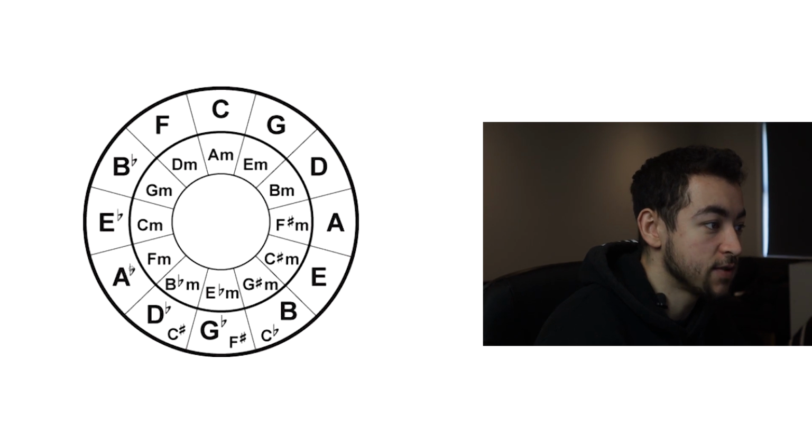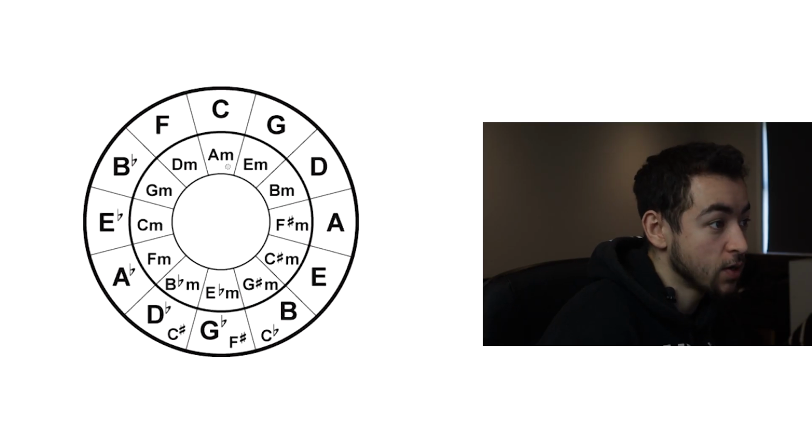So in the key of A flat, chord 1 would be A flat, chord 4 would be D flat, and chord 5 would be E flat. So we figured out chords 1, 4, and 5 in our keys. You can also work out chords 2, 3, and 6, the minor chords in your key as well.